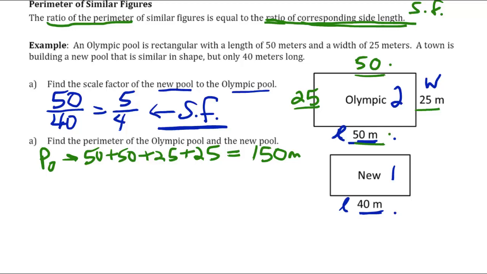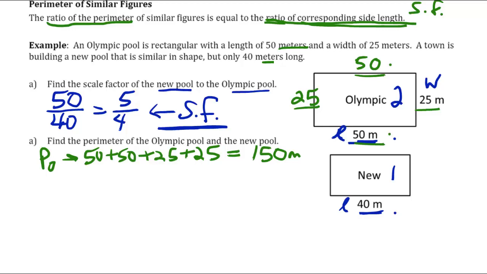Now, to find the perimeter of the new pool, we have to use the scale factor. Since we're in single units here, the perimeter is in meters, and my ratio of sides is in meters. My side lengths are in meters, so we just use the scale factor.